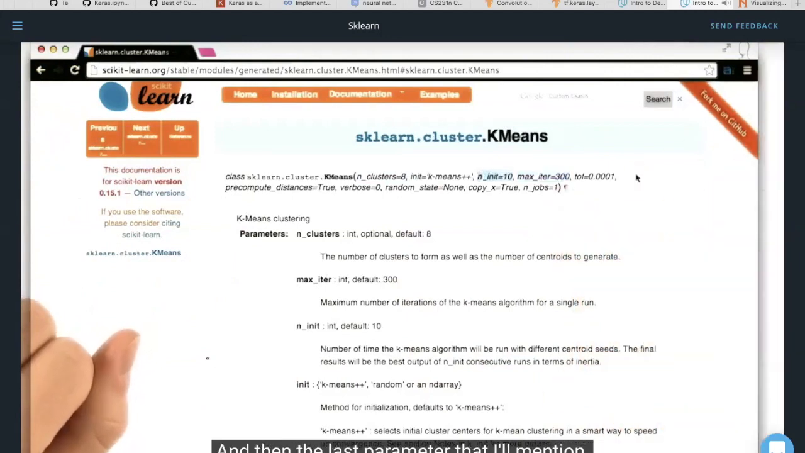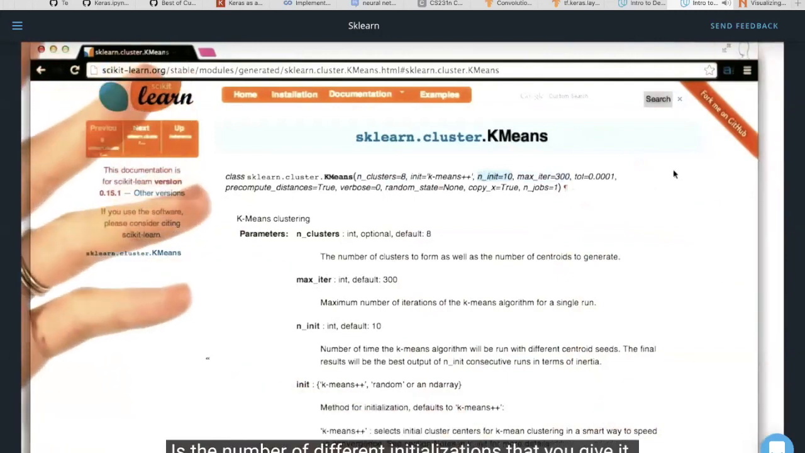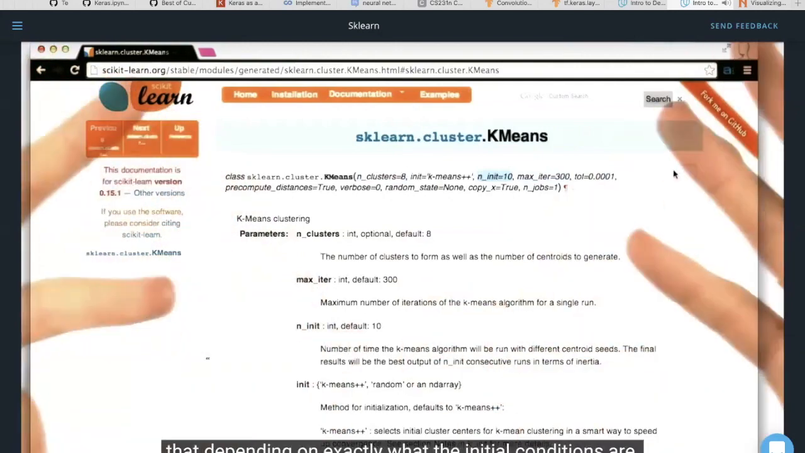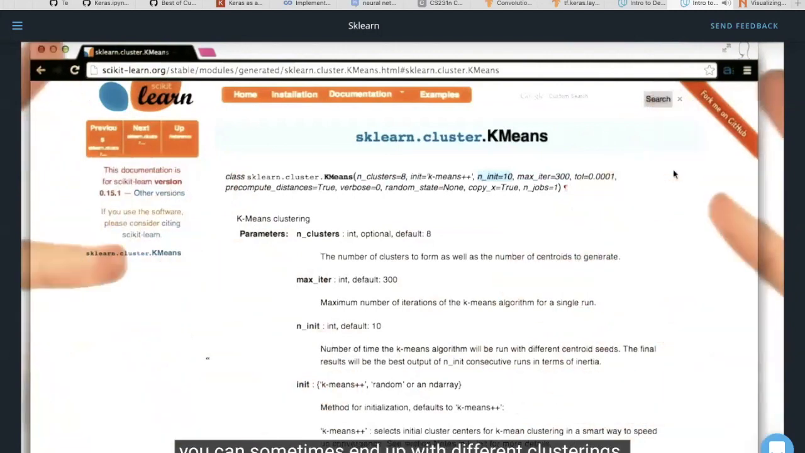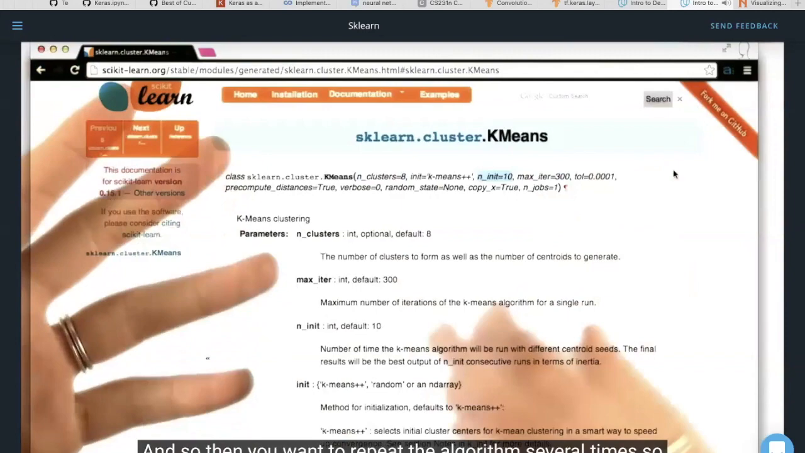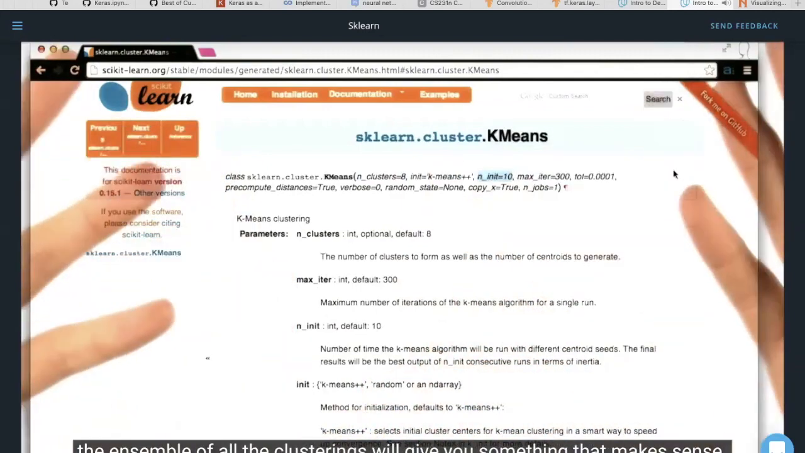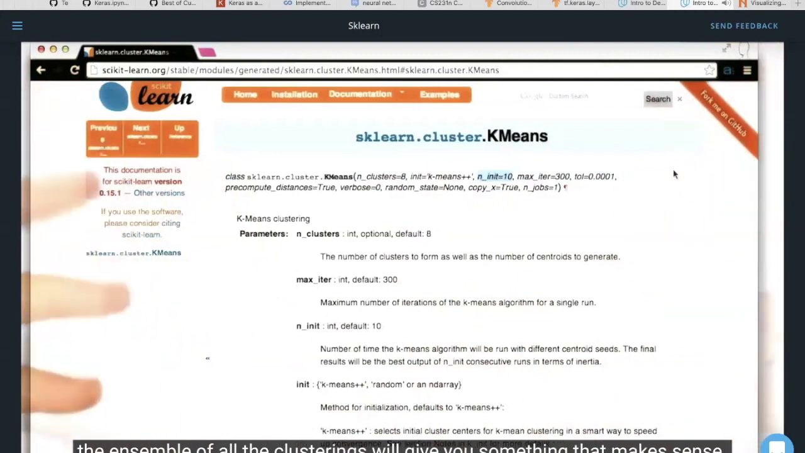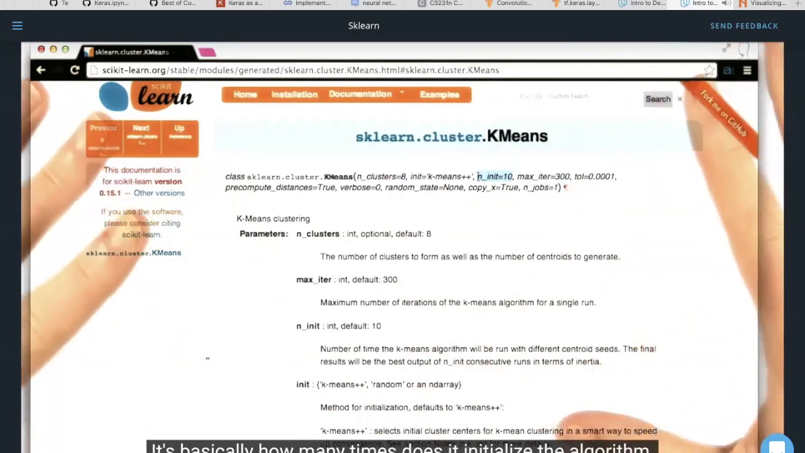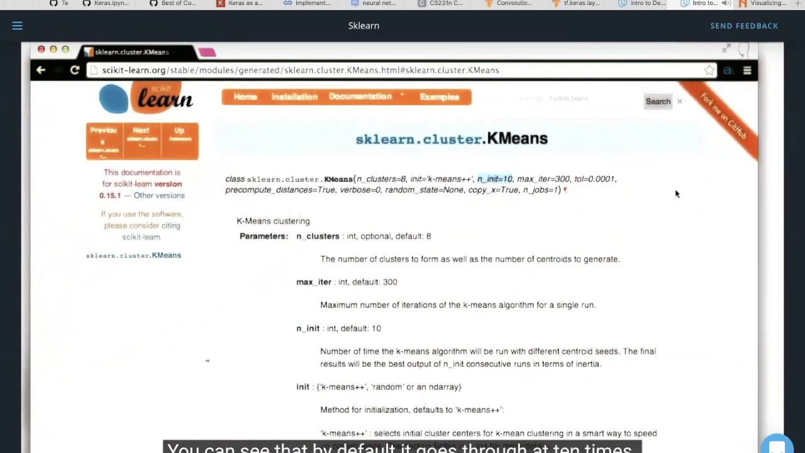And then the last parameter that I'll mention, another one that's very important, is the number of different initializations that you give it. Remember, we said that k-means clustering has this challenge that depending on exactly what the initial conditions are, you can sometimes end up with different clusterings. And so you want to repeat the algorithm several times so that any one of those clusterings might be wrong, but in general, the ensemble of all the clusterings will give you something that makes sense. That's what this parameter controls: how many times does it initialize the algorithm? How many times does it come up with clusters? You can see that by default, it goes through it 10 times.